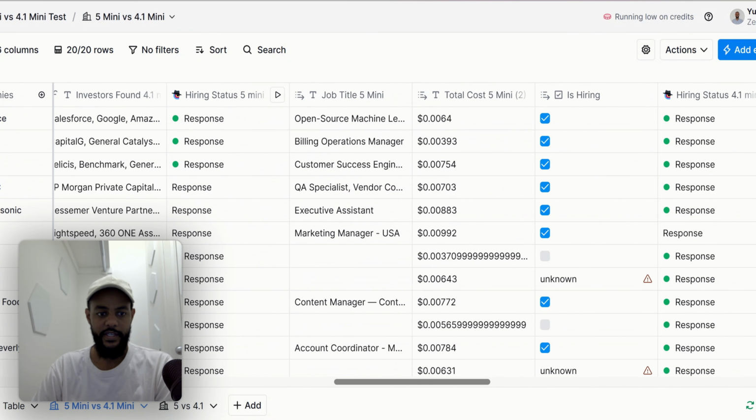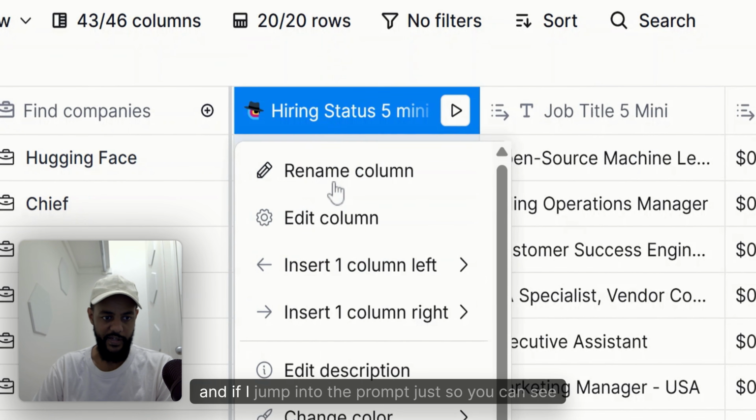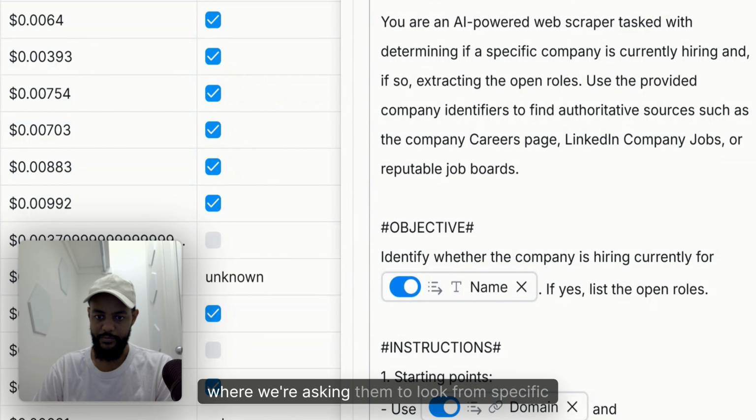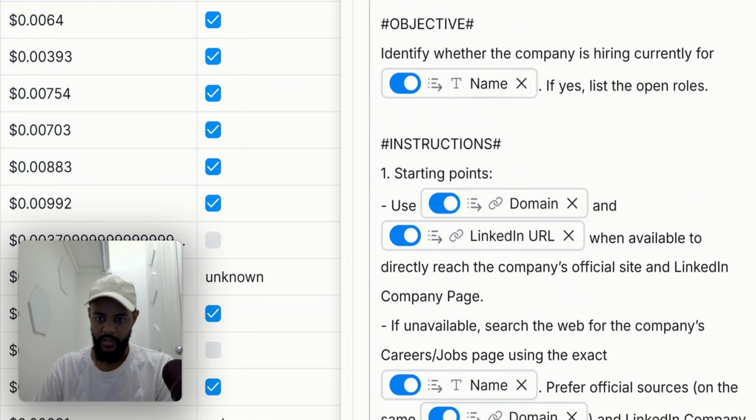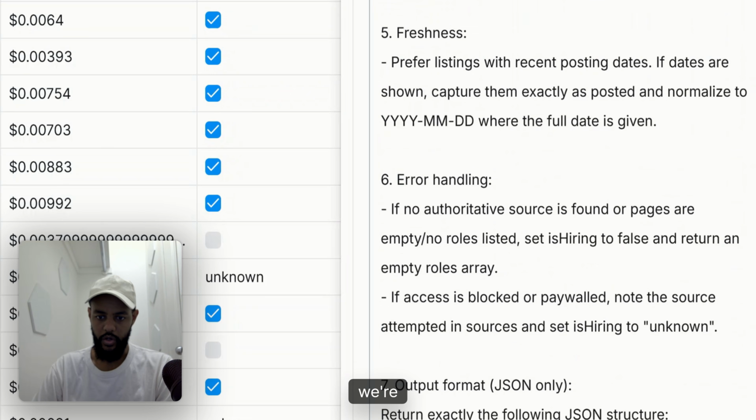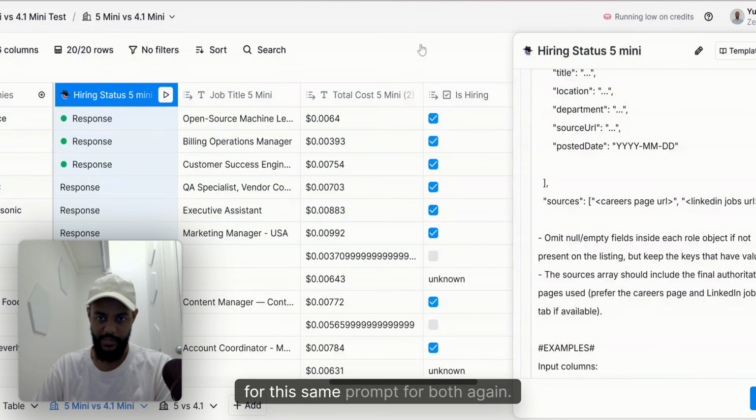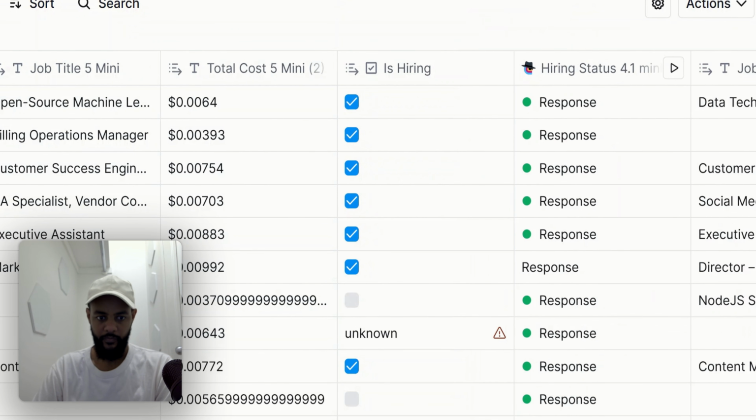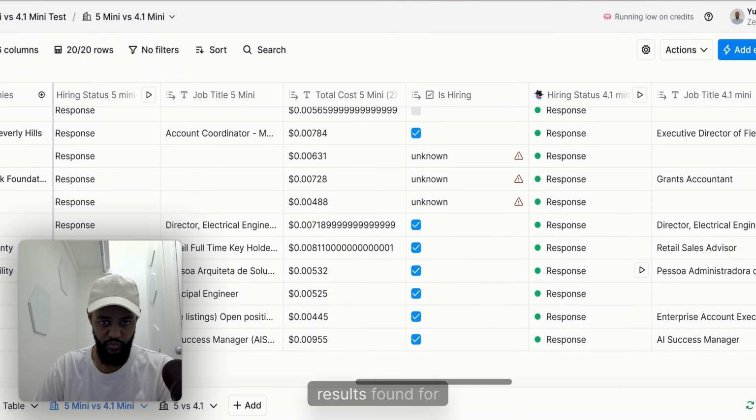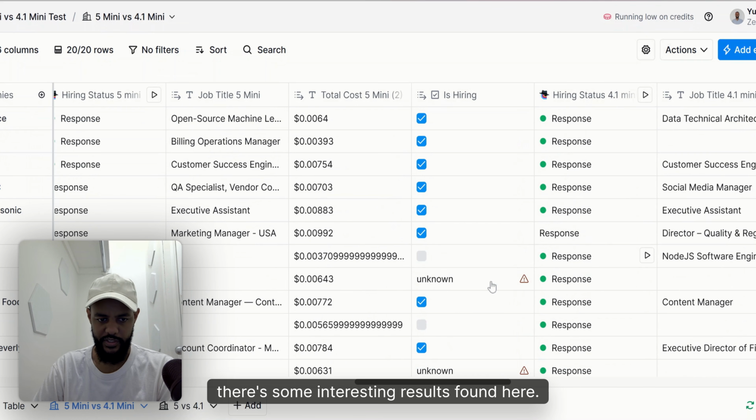Third test, can you find who they're hiring for? And if I jump into the prompts just so you can see this more in depth, right, where we're asking them to look from specific sources, we're asking them what pages to check, and we're giving them specific formatting as well for this. Same prompt for both again. This time they come basically neck and neck, where there's 13 or 14 results found for each.